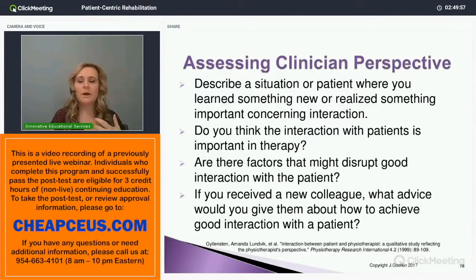And if you're, again, working with new hires or doing evaluations, or you want to self-assess and do a little check on where you stand in terms of building empathy and a relationship with patients, ask yourself these questions. Describe a situation or a patient where you learned something new or realized something important concerning the interaction. Sounds like an interview question. You could use these for this also.